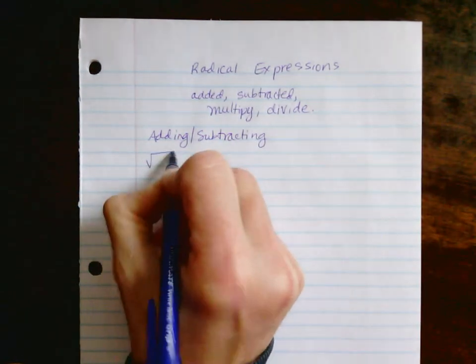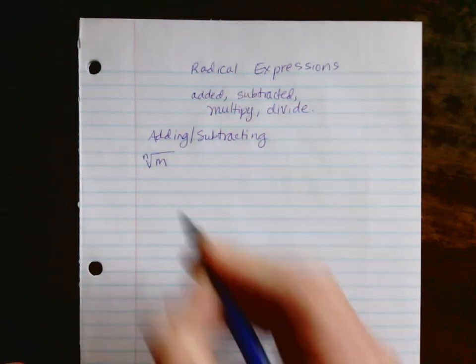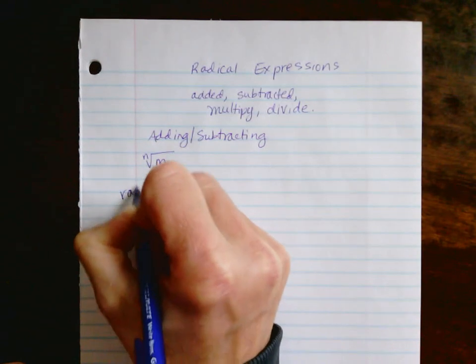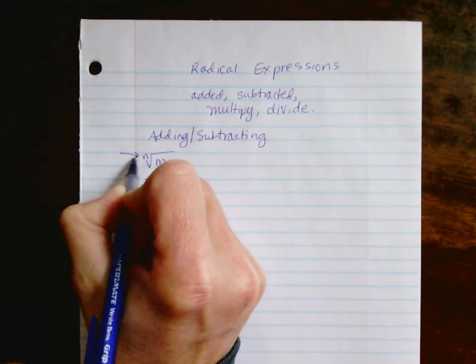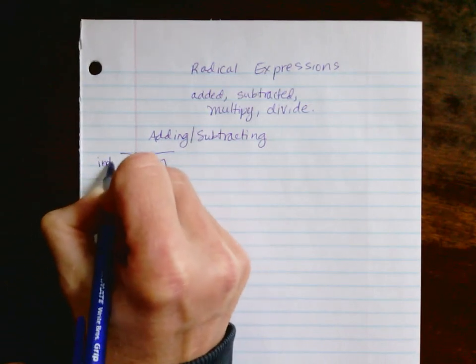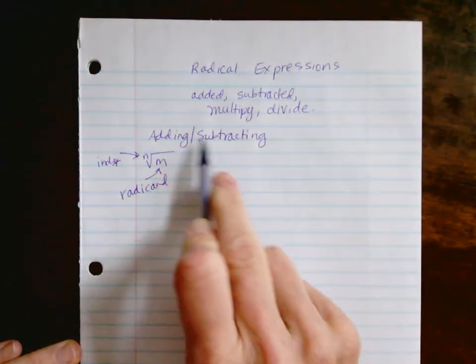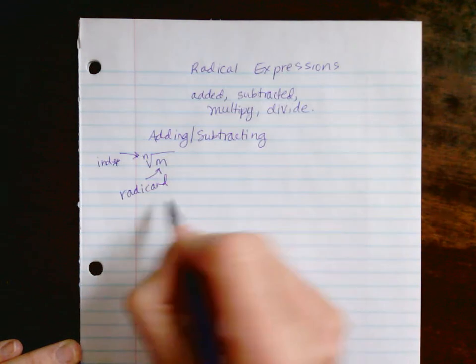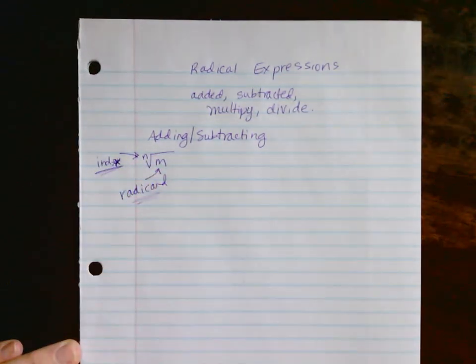If you think about a radical term, the number inside the radical sign is called the radicand, recall. And then the little number up here is called the index. We can add and subtract radical terms if the radicand and the index are exactly the same.